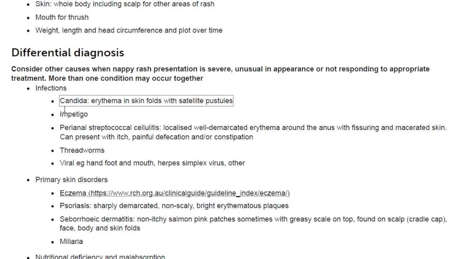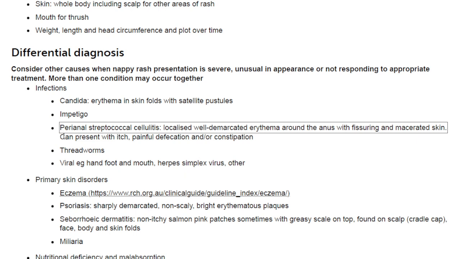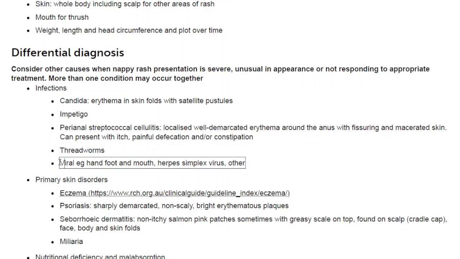Infections. Candida, erythema in skin folds with satellite pustules. Impetigo. Perianal streptococcal cellulitis, localized well-demarcated erythema around the anus with fissuring and macerated skin. Can present with itch, painful defecation, and rash or constipation. Threadworms. Viral e.g. hand, foot and mouth, herpes simplex virus, other.